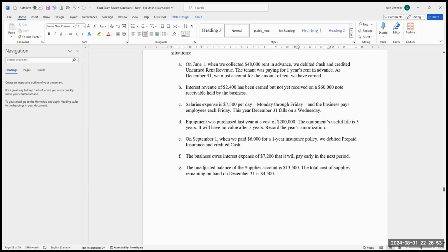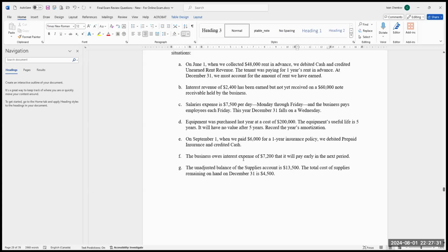On September 1st, we paid $6,000 for a 1 year insurance policy; we debited prepaid insurance and credited cash. What do we have to do on December 31st? Obviously, we have to recognize that expense. That will be insurance expense. Credit prepaid insurance for the portion between September and December 31st. That will be September, October, November, December. That's 4 months. And you get it done. That should be 500 per month.